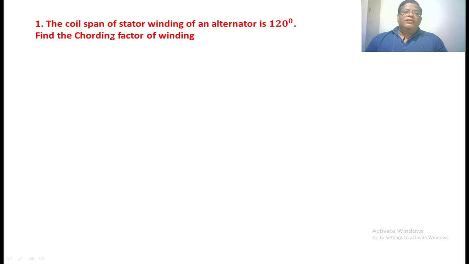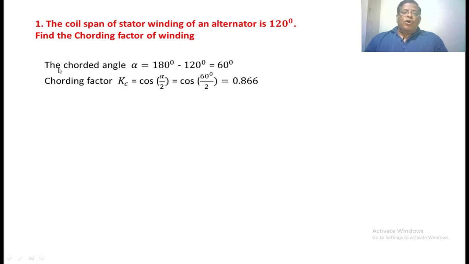The coil span of stator winding of alternator is 120 degrees. Find the chording factor of a winding or pitch factor. The chorded angle alpha equal to 180 degrees minus 120 degrees, that is equal to 60 degrees. So the chording factor Kc equal to cos alpha by 2, this is equal to cos 60 degrees by 2, we are getting the 0.866.